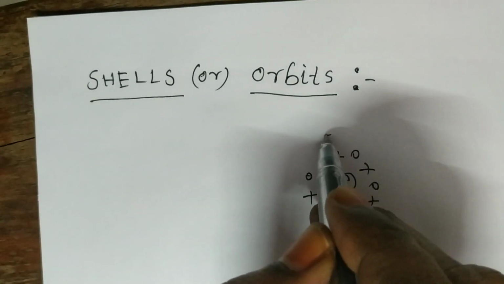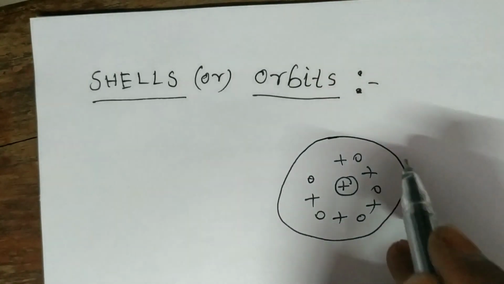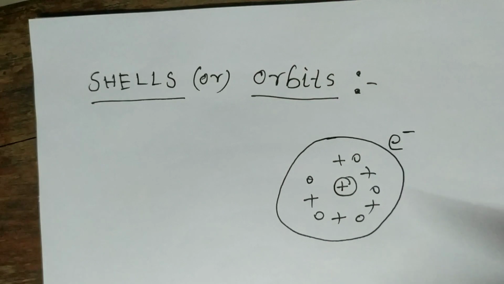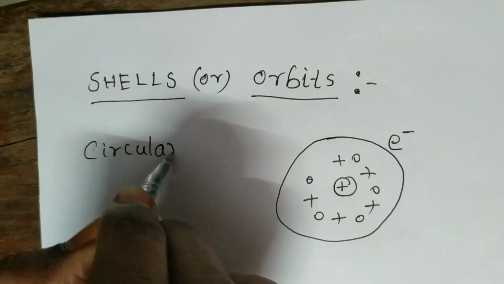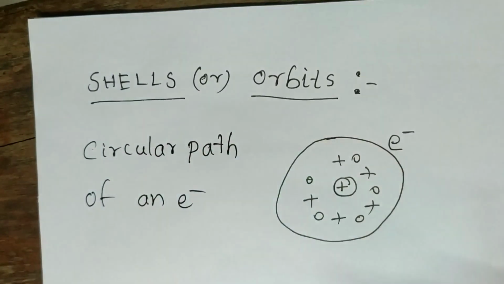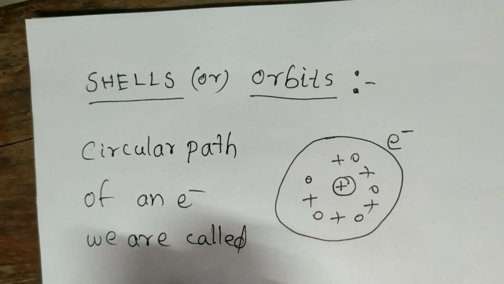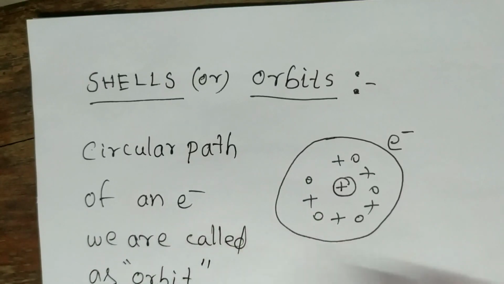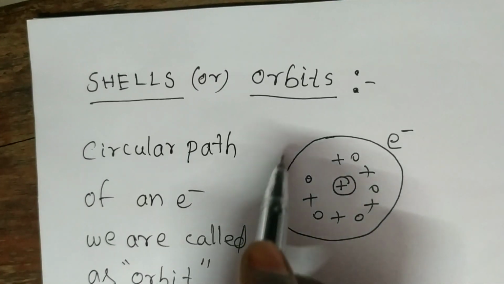And then electrons are evolving around the nucleus in a circular path. That circular path of an electron, we are calling as orbit. These orbits we are also calling shells. How are the planets evolving around the sun? The same way here electrons are evolving around the nucleus.